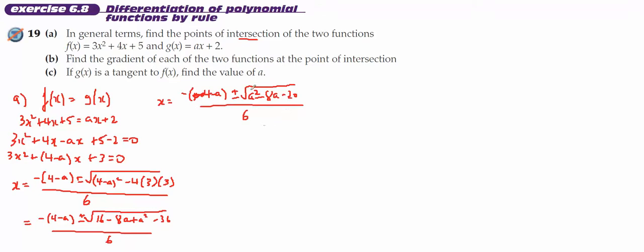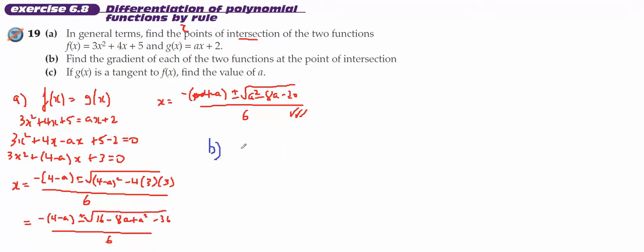Now, I think the question's asking for the x values of the points of intersection, because to actually find the y values, we've got to sub this into this expression. So I'm just going to leave that in terms of x. Part B then asks, find the gradient of each of the two functions at the point of intersection.